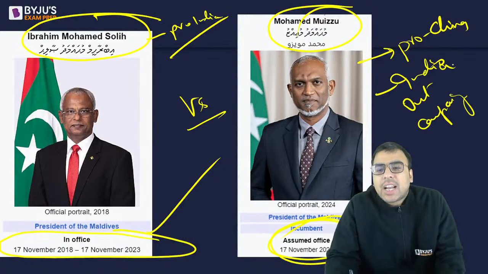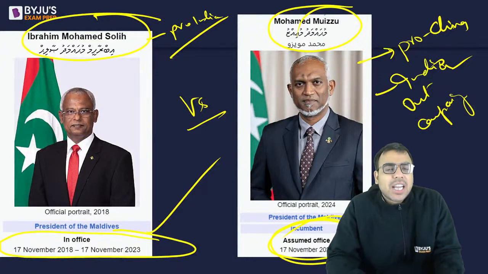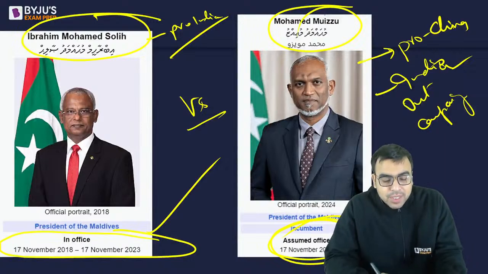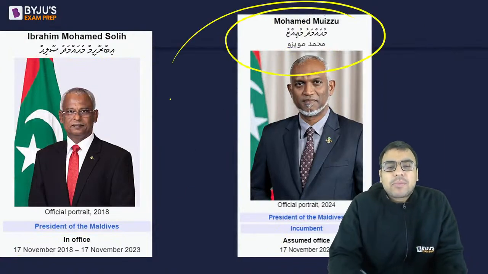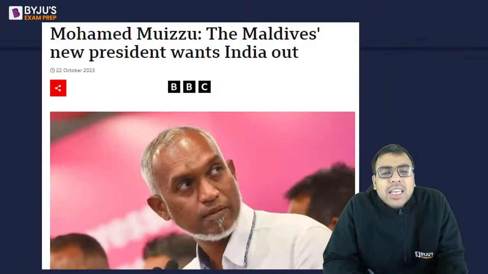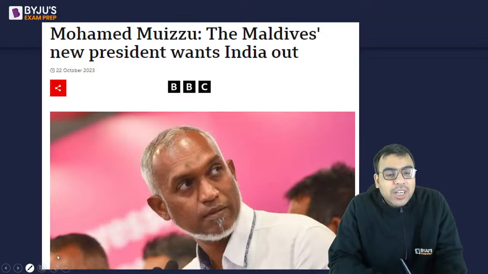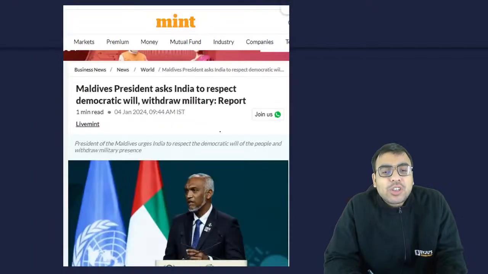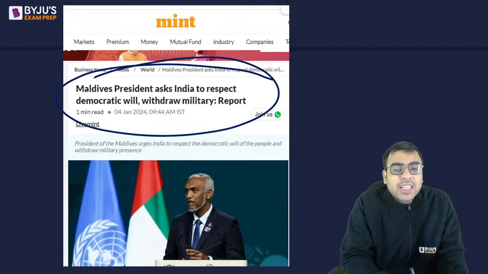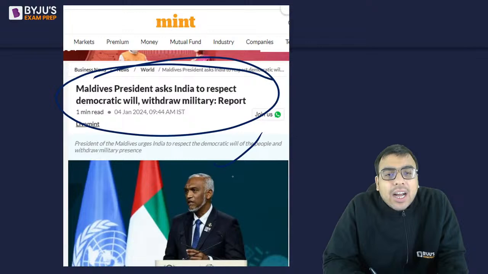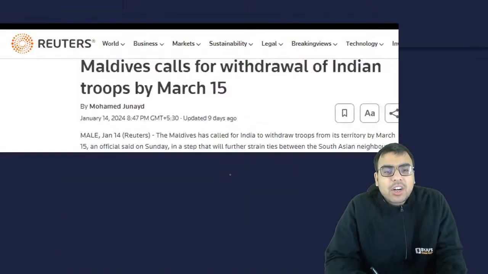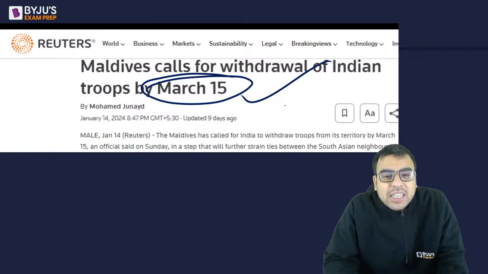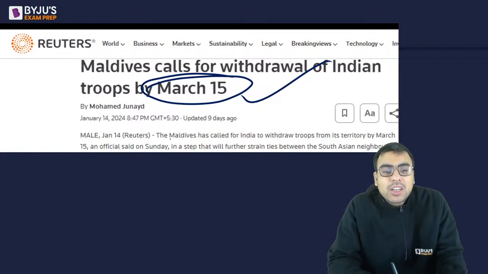So actually in Maldives internal politics, one side is considered pro-Indian, another is considered pro-China. Now the new one that came to power is Mohamed Muizzu, and since he believes in India Out, he has protested. He has told India that you should withdraw the military. The moment he became the president, he asked the Indian government to withdraw the military. In fact, recently it has given the last date, 15th March, to withdraw the military.